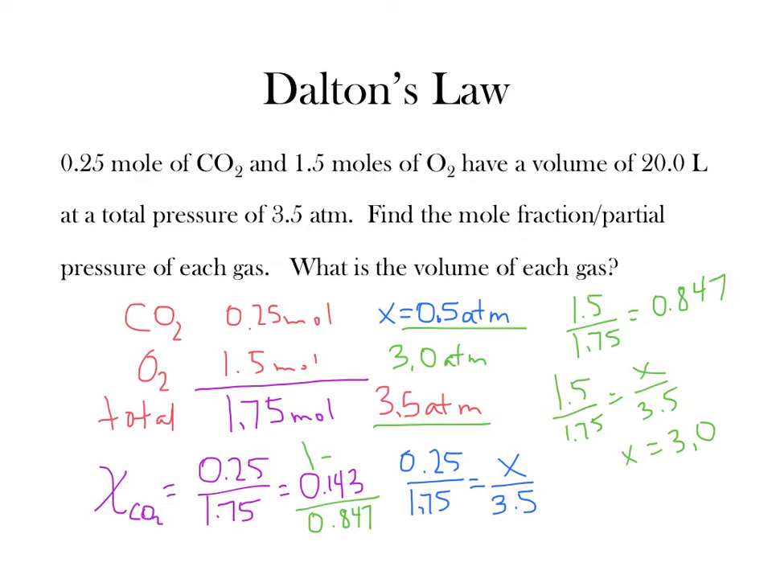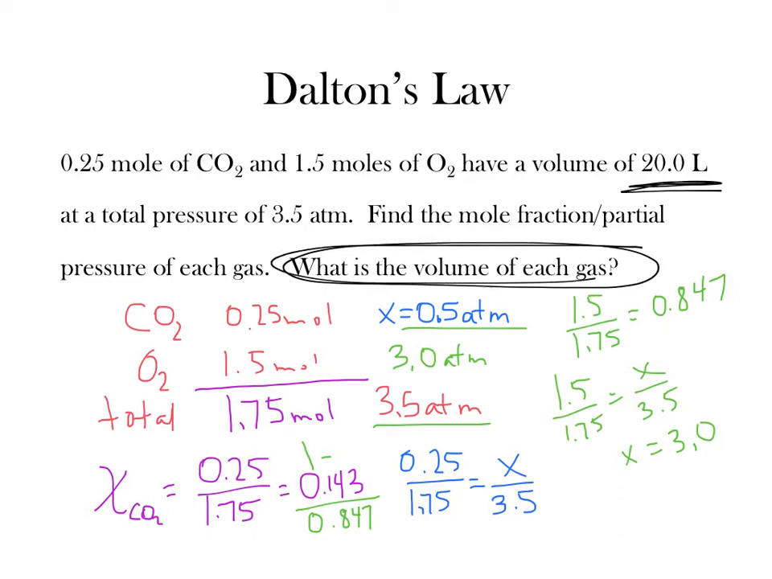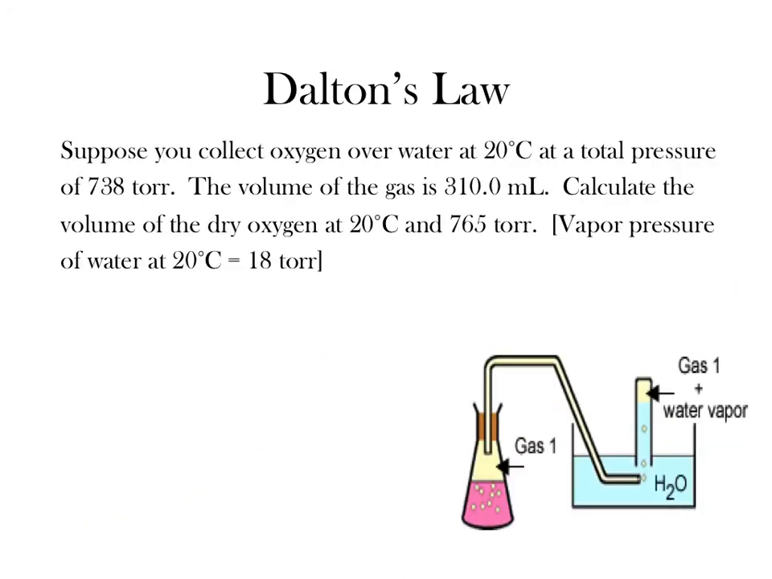Okay, so the very last part that the question is asking: what is the volume of each gas? Well, it's in a 20-liter container. Since it's in a 20-liter container and gases fill up their container, the oxygen takes up a volume of 20 liters, and the carbon dioxide takes up a volume of 20 liters. Both of the gases have the exact same volume. Volumes are not additive for gases. Pressures are, moles are, but volumes are not additive. Let's look at another problem.